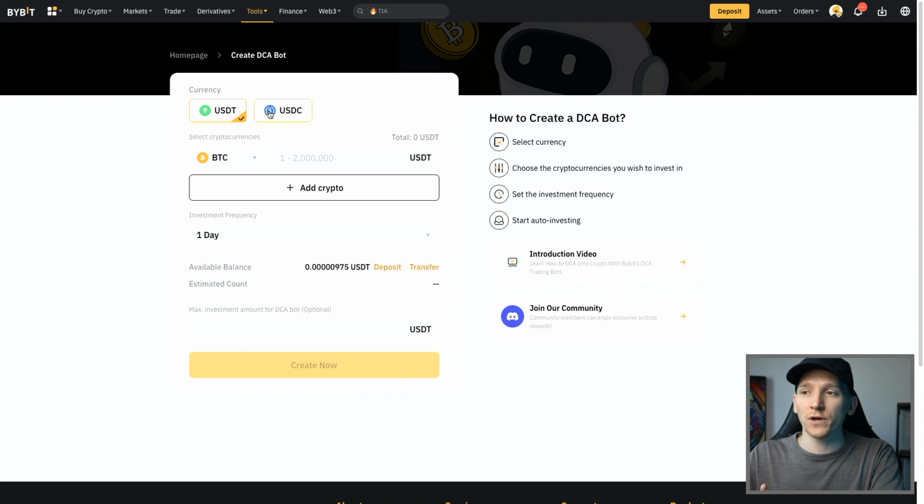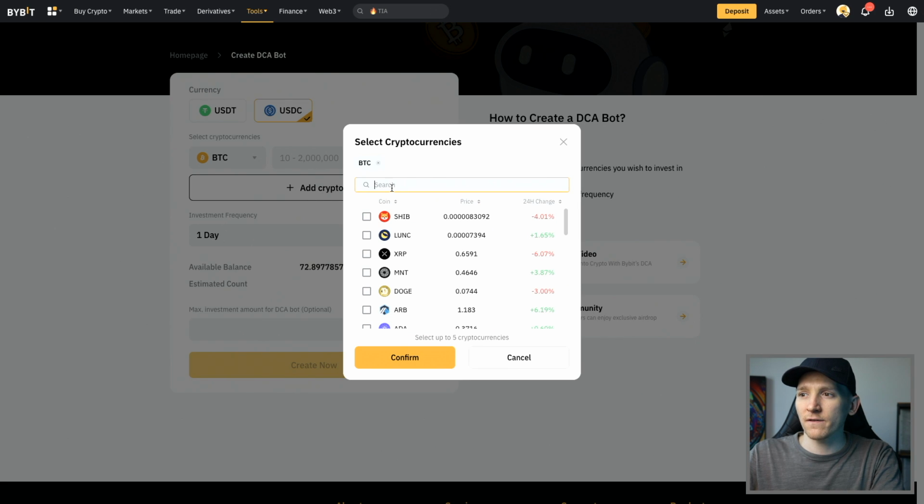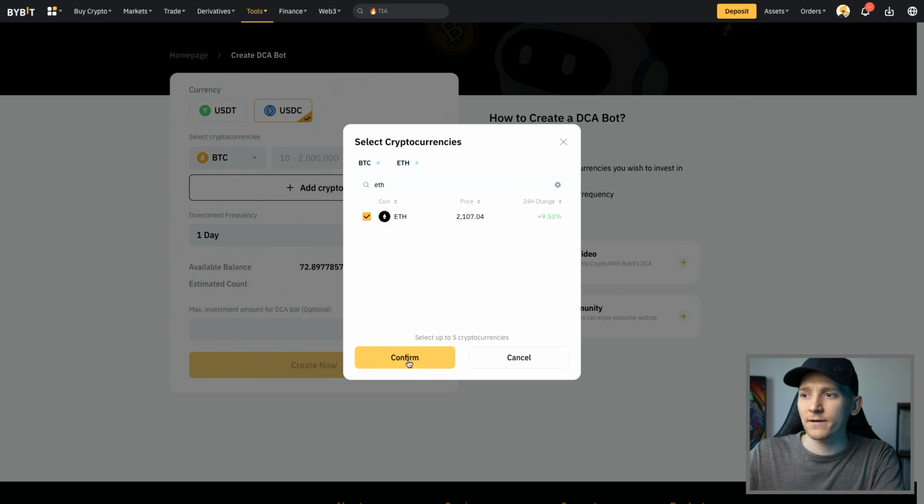But from here, you are just adding cryptos that you want to buy consistently. So I'm going to go USDC because I think I've got some USDC. You can see I've got some of those dollars in the account right here. And then we're going to switch to BTC. And then we're going to add a crypto and we're going to search for ETH. So we'll click that and then we'll add, confirm.